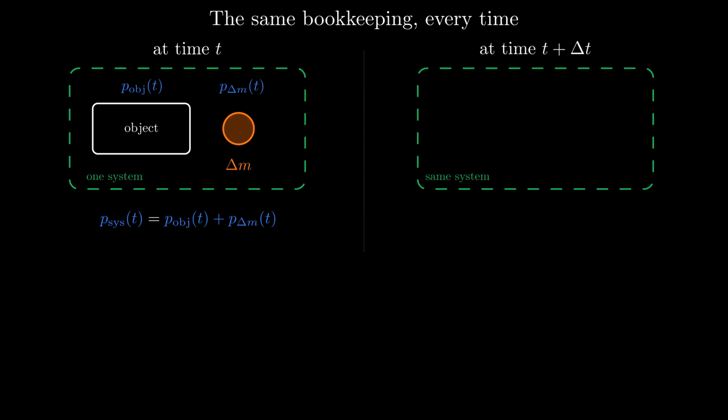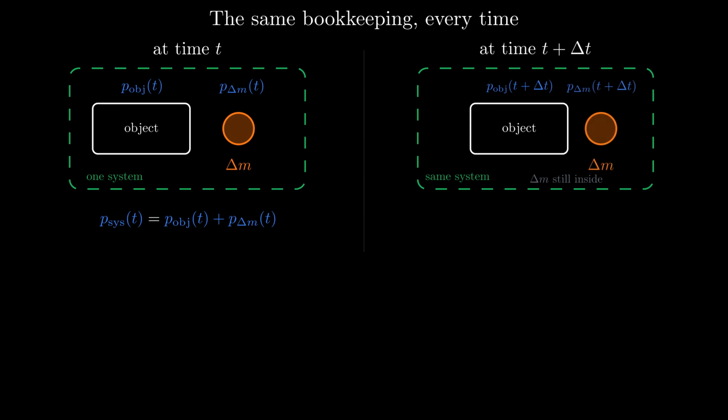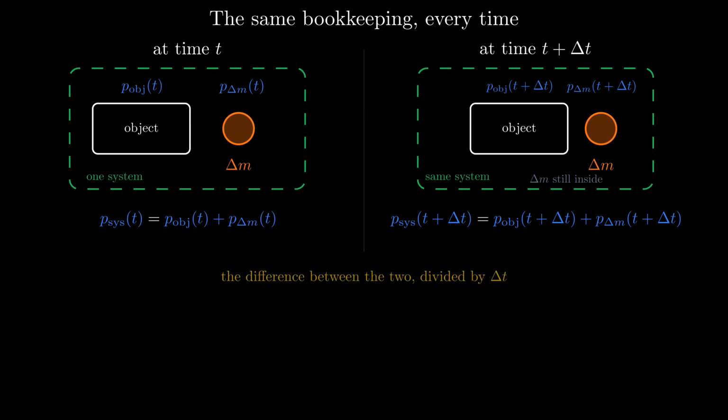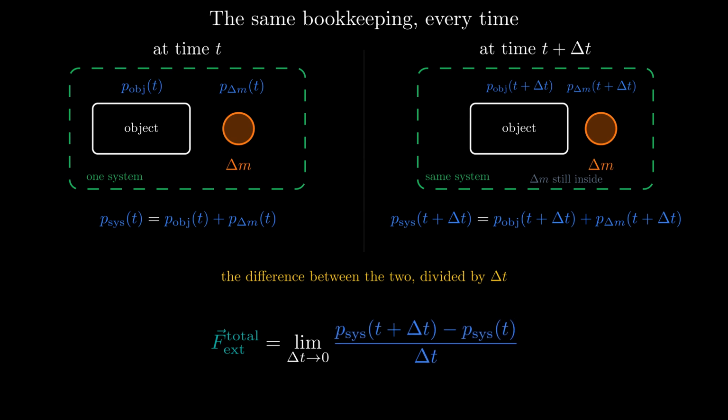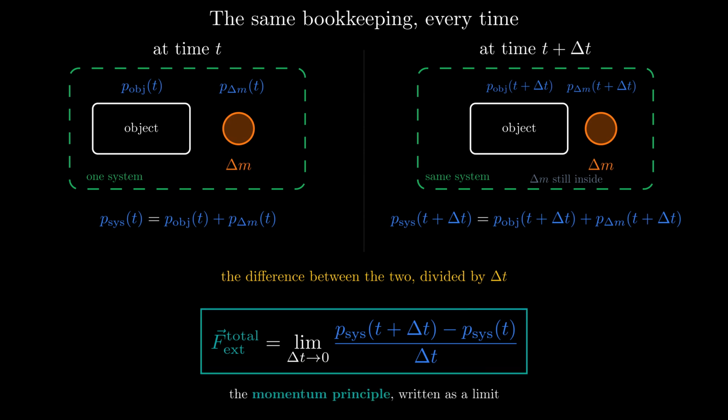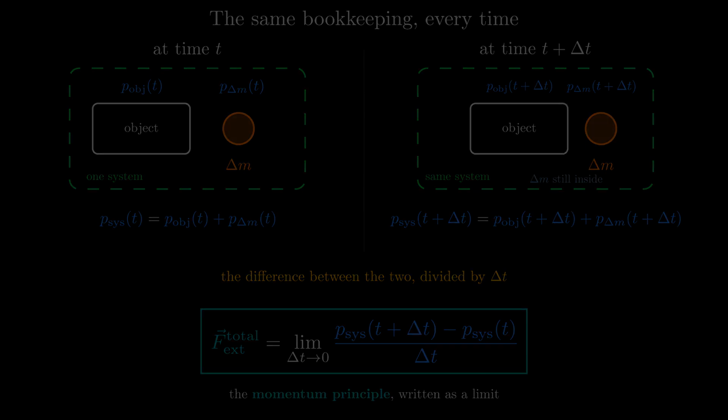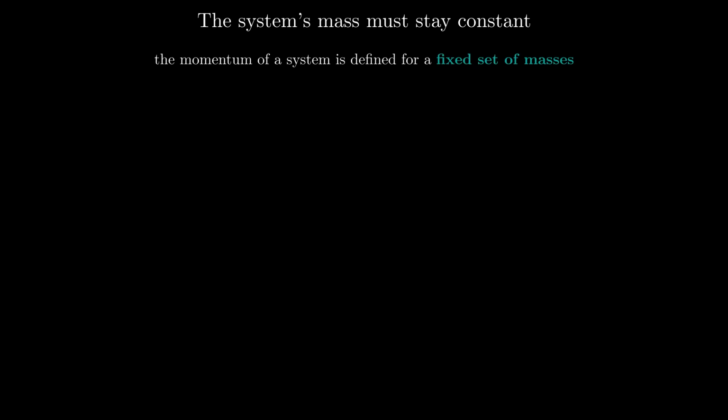Together, they form the system momentum at time t. Then do it again at time t plus delta t, object plus transferred material, giving the system momentum at t plus delta t. The difference between the two divided by delta t is what the momentum principle equates to the total external force. Here is the crucial subtlety, and the point this whole chapter turns on.